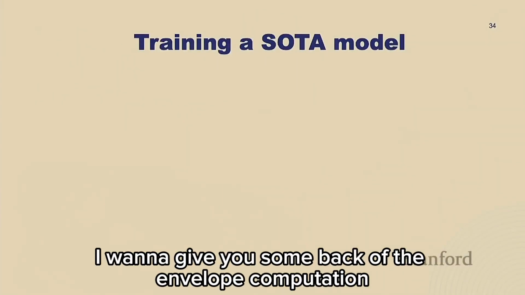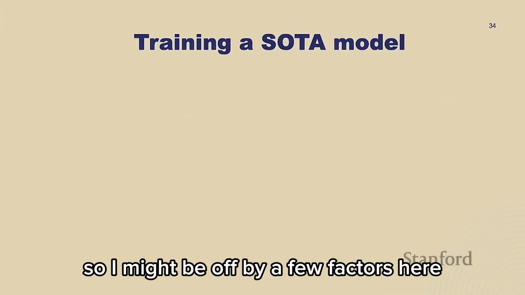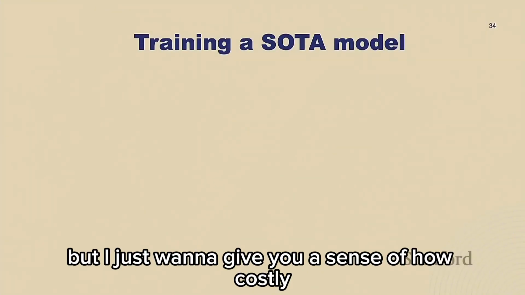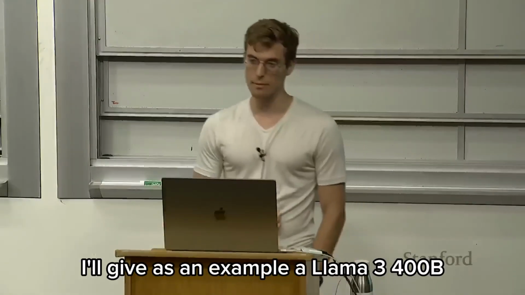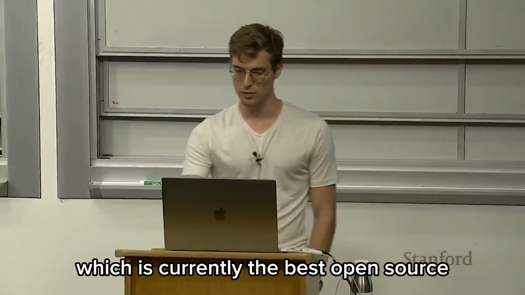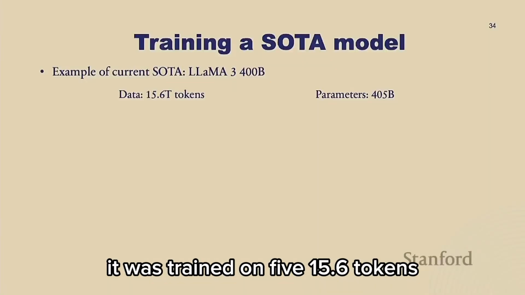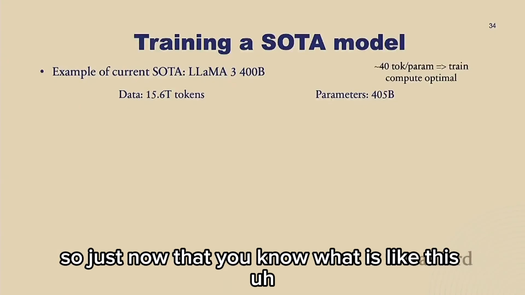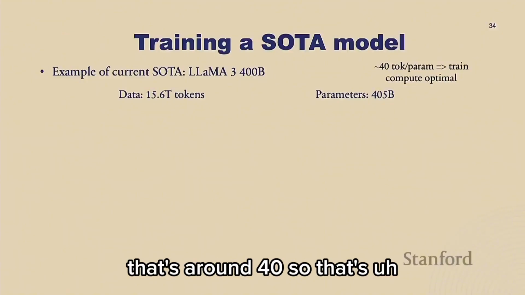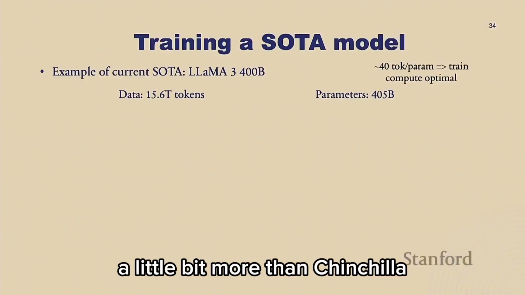Okay, I want to give you some back of the envelope computation. So I might be off by a few factors here, but I just want to give you a sense of how costly it is to train some of these models. I'll give as an example Llama 3 400B, which is currently the best open source model that you can get. It was trained on 15.6 trillion tokens. It has 405 billion parameters. So just so you know what this optimal tokens per parameter is, that's around 40. So that's a little bit more than Chinchilla, but less than this inference optimal model. So they went for training optimality.